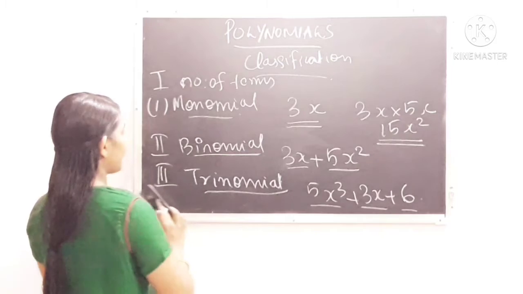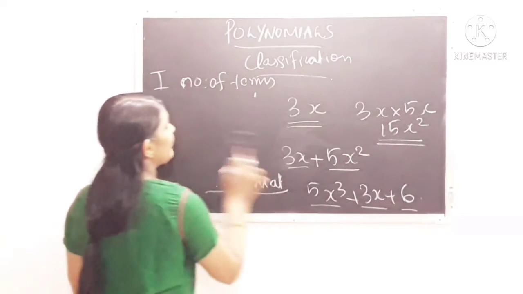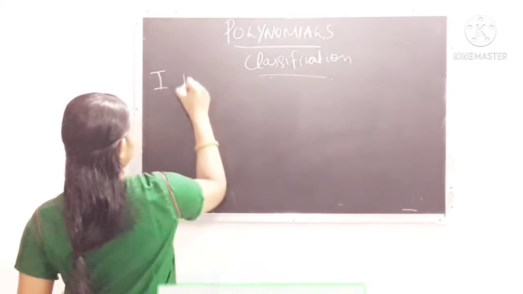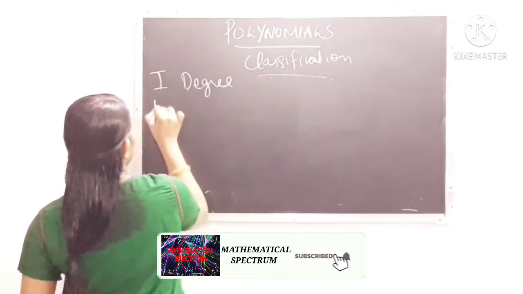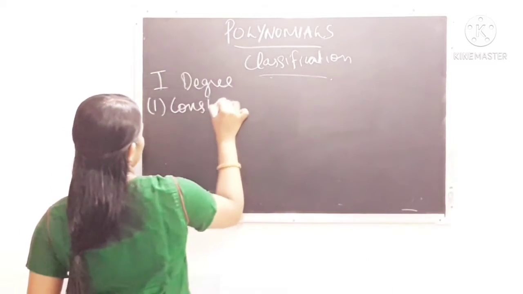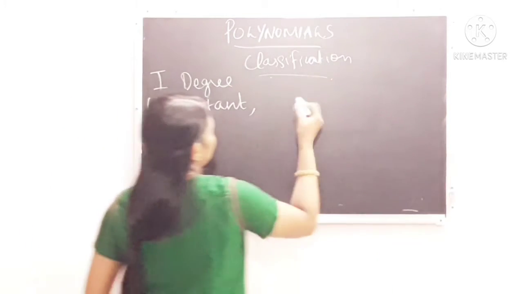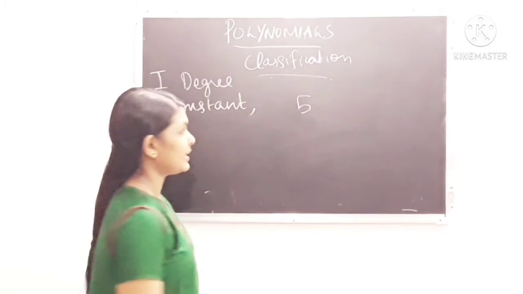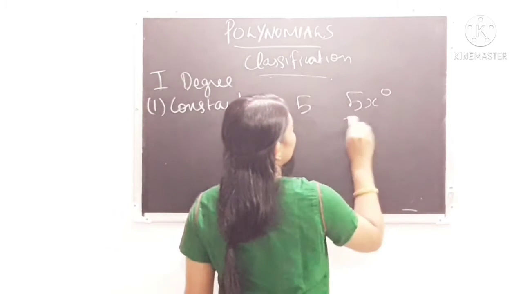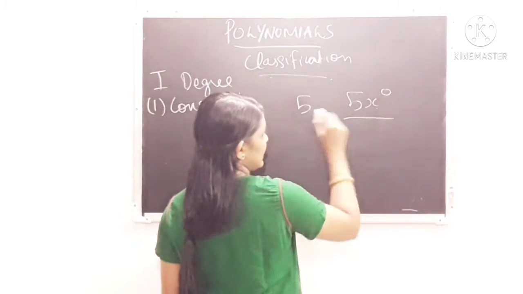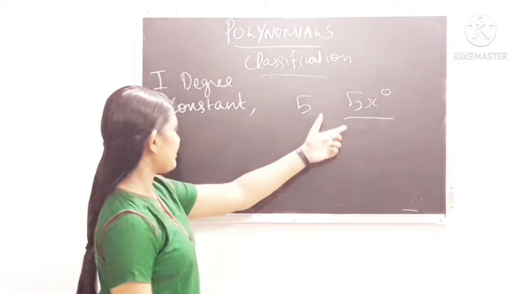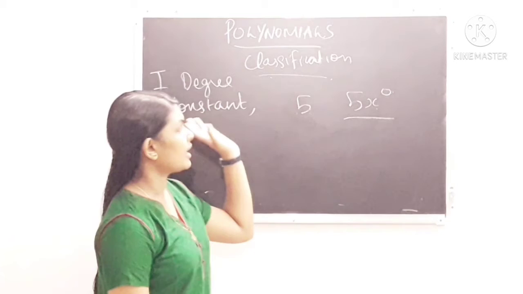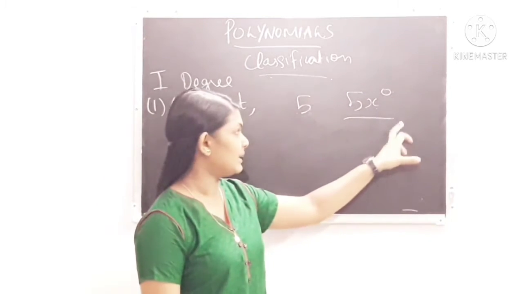Okay. And the next classification is based on the degree of the variable in that expression. The first one is constant polynomial. If you write an example 5, this 5 can also be written as 5x raised to 0. Here the degree of the variable in this expression is 0. Therefore, such polynomials are considered constant polynomials. So a constant polynomial is a polynomial in which the degree of the variable is 0.